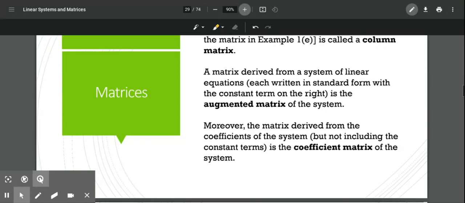And then if we have a matrix that comes from a system of linear equations, each written in standard form, then we would have an augmented matrix. So the augmented matrix uses the coefficients from your linear equations and your solutions. So augmented uses coefficients and solutions, where a coefficient matrix will only use the coefficients.